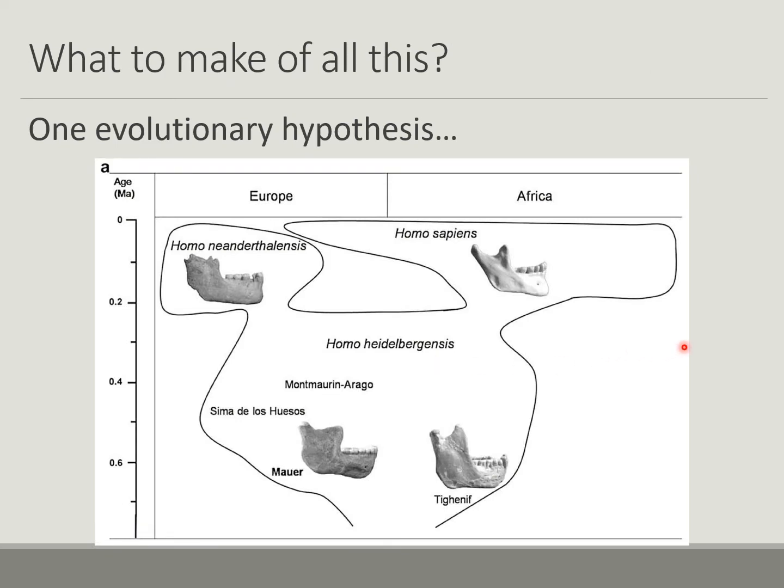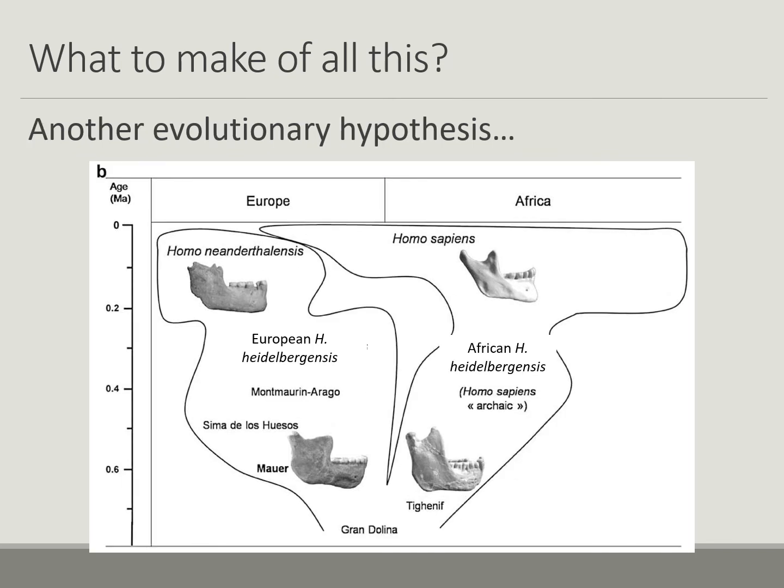Okay, so what to make out of all this? Here's one evolutionary hypothesis. This is that Homo heidelbergensis, the European specimens, the African specimens, they all represent one species, right, that evolved from Homo erectus, and that about 200,000 years ago, they diverged and evolved into Neanderthals on the one hand, and Homo sapiens on the other hand. So this implies that Homo heidelbergensis survives quite late, about 200,000 years ago.